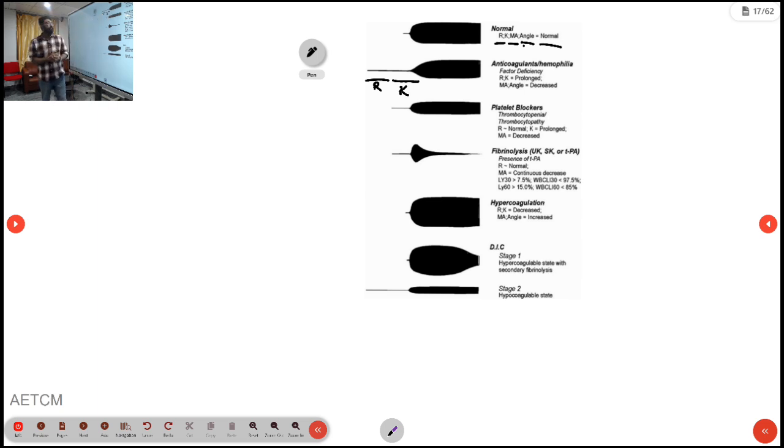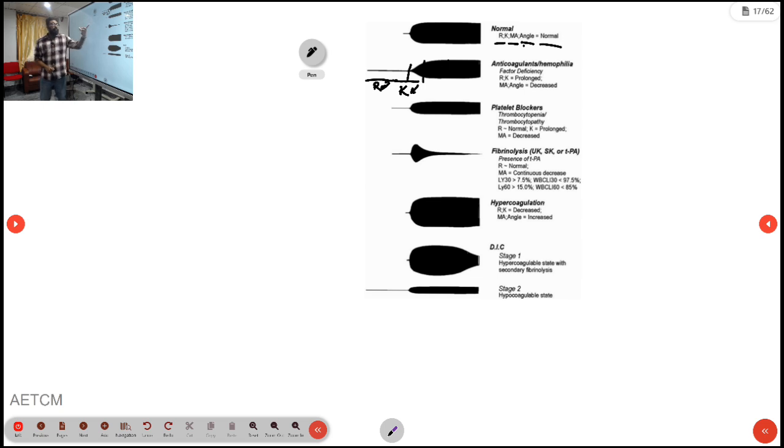That is not K, that is not K. K is just after completion of R. Between R and K, if the time is increased, it usually indicates a factor deficiency. We can see that the maximum amplitude also reduces compared to the normal, and the angle is also reduced. It becomes more acute in cases of hemophilia.